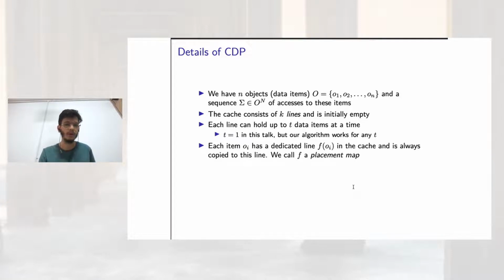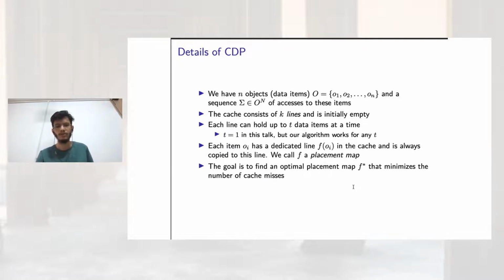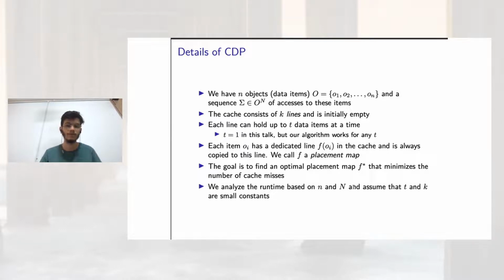Each item Oi has a dedicated line f(i), and we call this function f a placement map. We are going to find an optimal placement that minimizes the number of cache misses, and we analyze the runtime based on n and capital N, and assume that t and k are small constants.